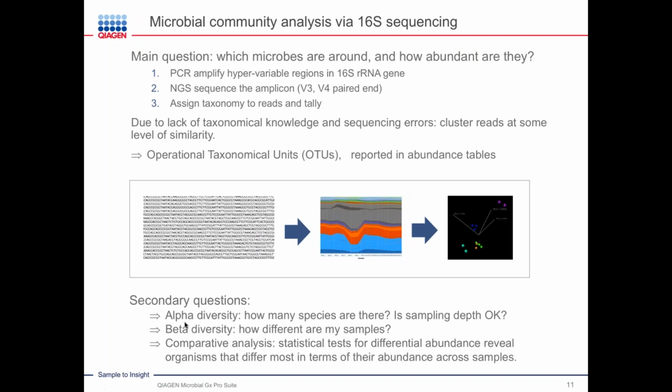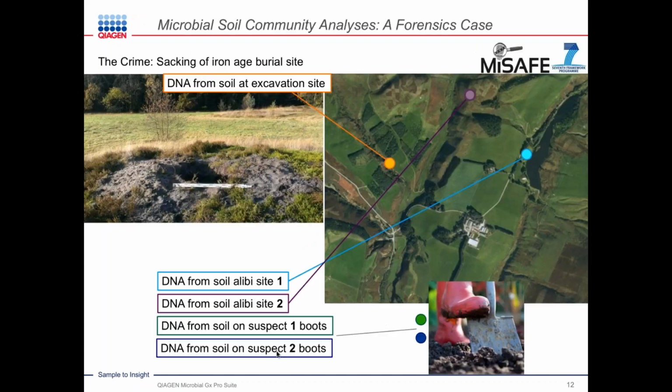Another secondary question would be, how different or similar are my different samples? This is addressed by beta diversity, or between-sample diversity. And lastly, comparative analysis is often carried out to understand which microbes are statistically differentially abundant between samples or sample groups, and therefore convey biological meaning.